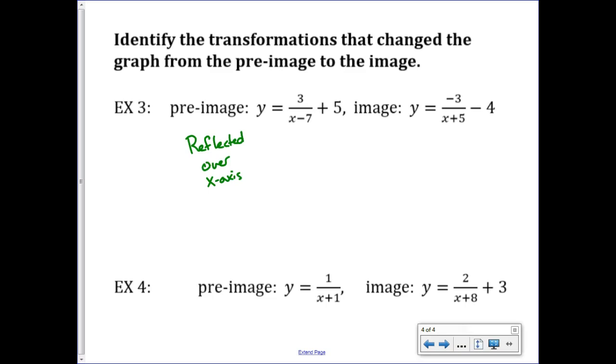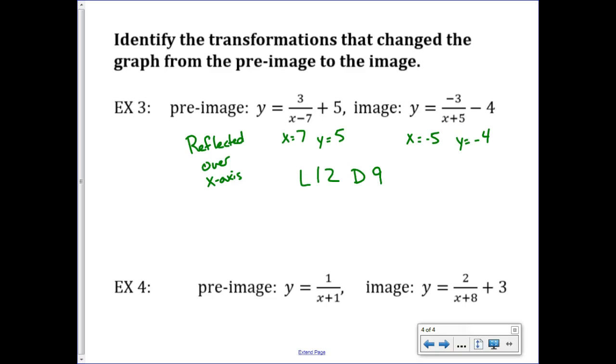But also, our asymptote was at x equals 7 and y equals 5. Our asymptote on the image is x equals -5 and y equals -4. So how did I get from +7 to -5? We moved left 12. And how did I get from +5 to -4? We moved down 9.